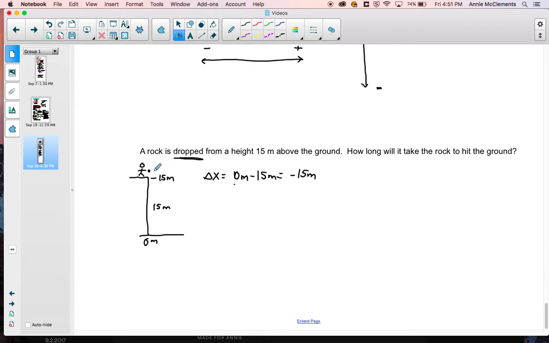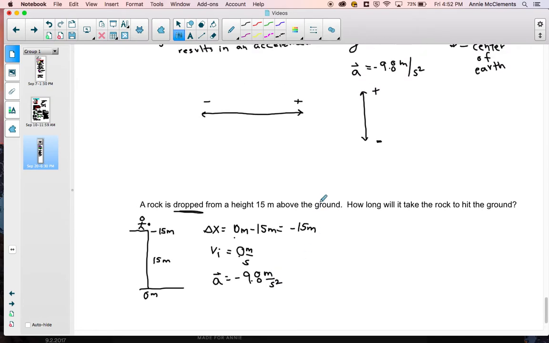So what is the rock's initial velocity if it's dropped? It's 0, right? As the person's holding that rock, the initial velocity is going to be 0 meters per second. And then they drop it and it falls. Cool. We are also given an acceleration, not explicitly, but the only thing that's acting on this rock once the person drops it is gravity. So we can assume that the acceleration is going to be negative 9.8 meters per second squared.